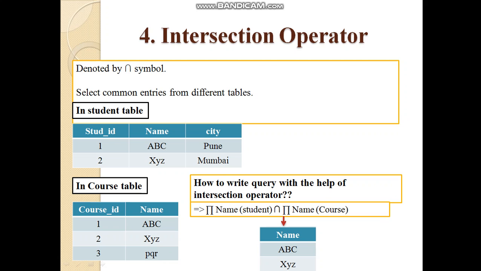The PQR entry cannot be fetched because it is not common to both tables; it is present in the course table but it is not present in the student table. So how do we write this query with the help of the intersection operator? Use the project operator, what you want from the student table, then the intersection operator, then the project operator, and what you want from the course table. Here the output will be displayed, and ABC and XYZ will be fetched.